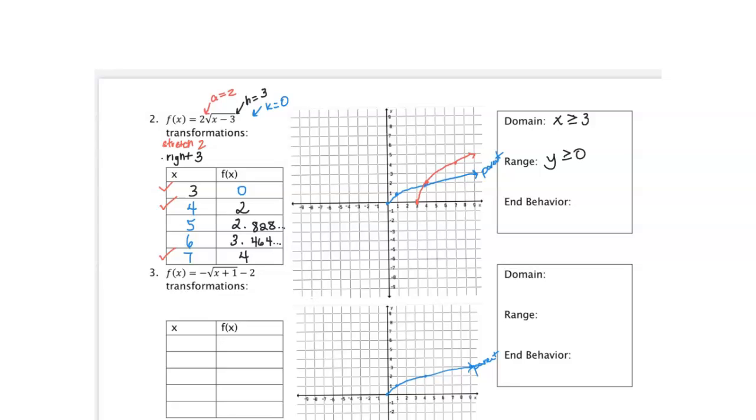In end behavior, there's only one statement. So as x is going towards the right, in this case positive infinity, our y, our arrow, is going upwards. So therefore, we're going up towards positive infinity.